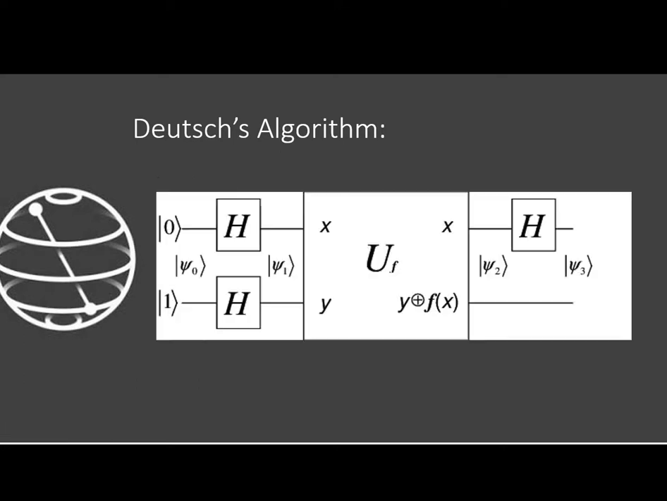This is the Deutsch algorithm circuit. Then we have 0 and 1 as input. We apply the Hadamard gate on them, and after applying the Hadamard gate, we apply the oracle, then we apply Hadamard on the first qubit, then measure our first register, we'll get output, and when we get output we'll be able to find out whether it is a constant or a balanced function.